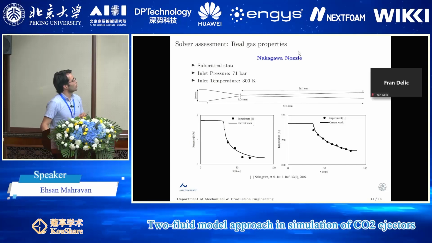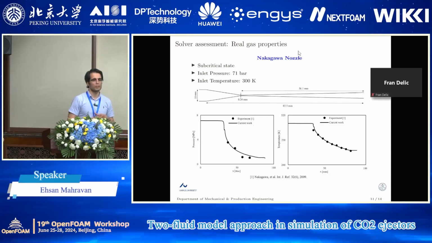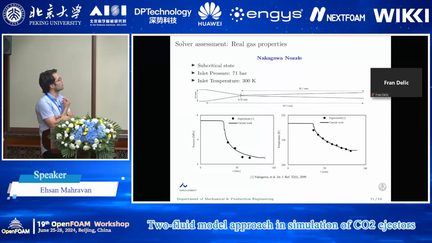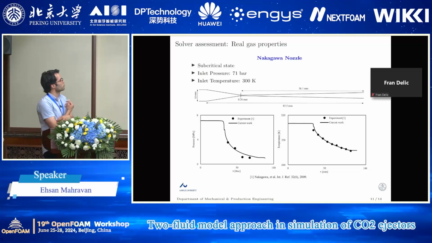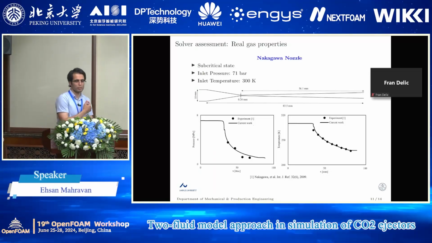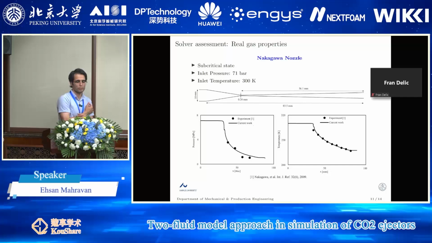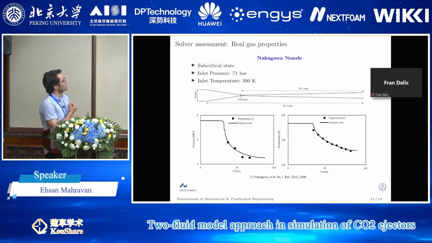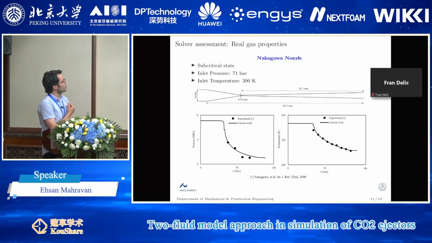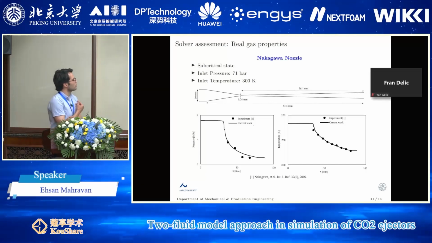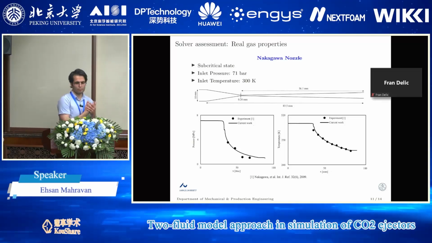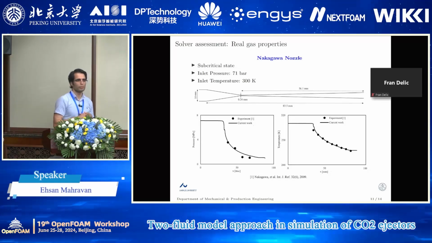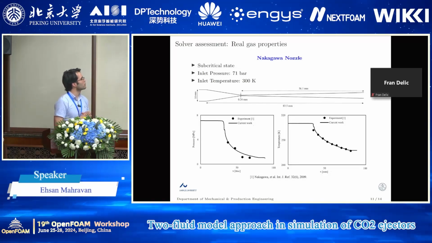So the Nakagawa nozzle is the first test case that we used to see if the solver can handle this kind of tables and whether it is stable or not. It wasn't in the beginning. It had many problems. We needed to do a bit of smoothing. But in the end, it worked fine, at least for the subcritical state. And you can see that the result matches the experimental results well for pressure and temperature. But this one is for subcritical. For supercritical, we still have problems. That region is not easy at all.